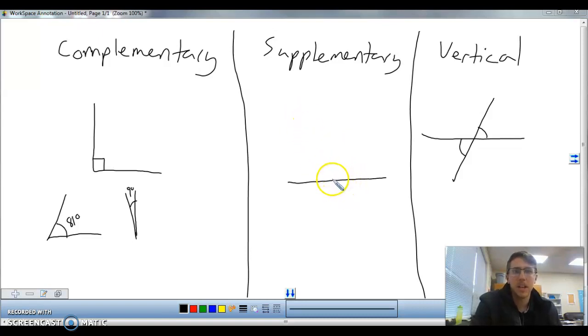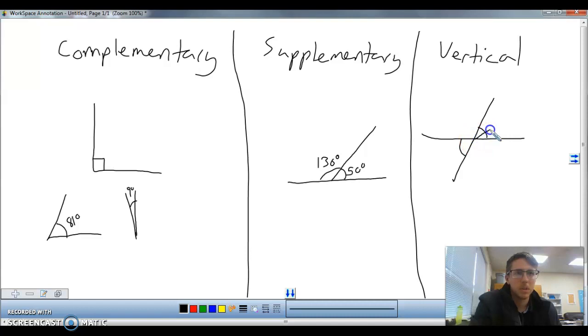So, with supplementary angles, you could have something like 50 degrees, and this would be 130 degrees. Okay, those are supplementary angles. Vertical angles, if you've got two lines that intersect, the opposite angles of each other, the ones that mirror each other, are vertical angles. Now, that's not to say you couldn't have something like this.